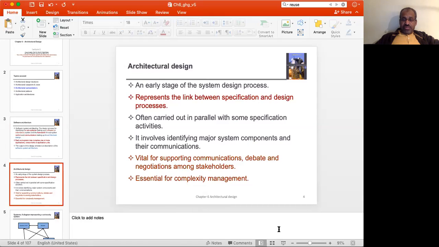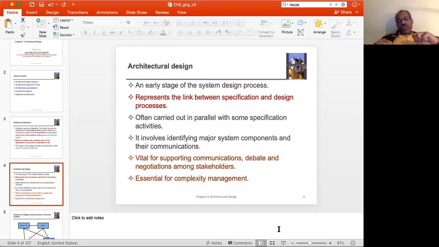Sometimes we carry it out in parallel with some specification activity. In fact, when you specify a system and say, okay, this is the sort of shape of the system I want, you're in fact doing high-level design or architectural design. In designing the architecture, we identify the major system components and their interaction and their communications. At this stage, obviously, you can do quality checks and validations to make sure that this system satisfies the requirements and that it actually would work to deliver the functions expected of it.